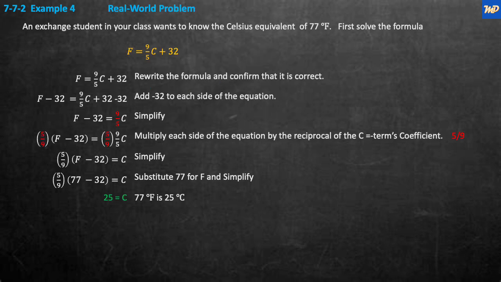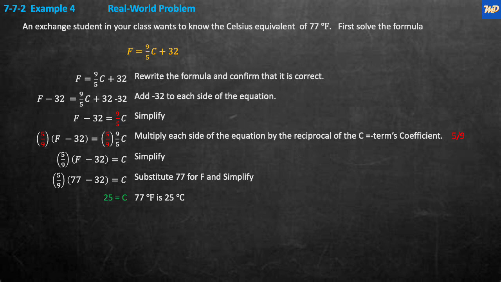And here again, we have another real-world problem. An exchange student in your class wants to know the Celsius equivalent of 77 degrees Fahrenheit. First, solve the formula for C. What we're going to do is solve it for Celsius, because this is the formula for Fahrenheit that's on the screen. The temperature in Fahrenheit is equal to 9 over 5 times the temperature in centigrade plus 32. So we're going to rewrite this to solve it for C and come up with the centigrade value for 77 degrees Fahrenheit.